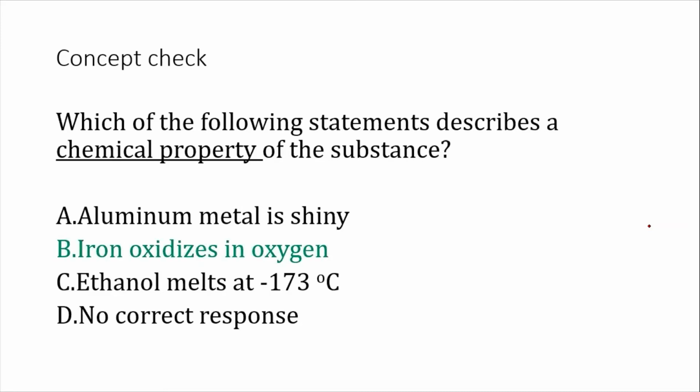So for this one, the answer is B. Iron oxidizes in oxygen. Oxidation is a chemical reaction. So the surface of iron exposed to air, air contains oxygen. The iron and the oxygen in the air will undergo a chemical reaction to make a new chemical substance. So that's a reactive property of iron, meaning it's a chemical property.